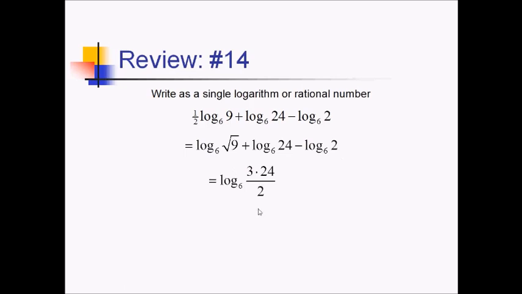All right, let's simplify this now if we can. So this will be 72 over 2, which we can reduce to 36. And then log base 6 of 36, we can actually get a number out of that. What do I have to raise 6 to get 36? Oh, I have to raise it to the second power. So this simplifies then to just 2.